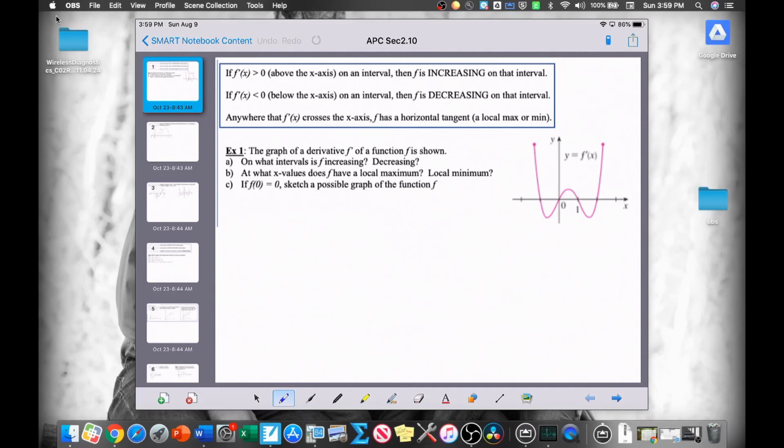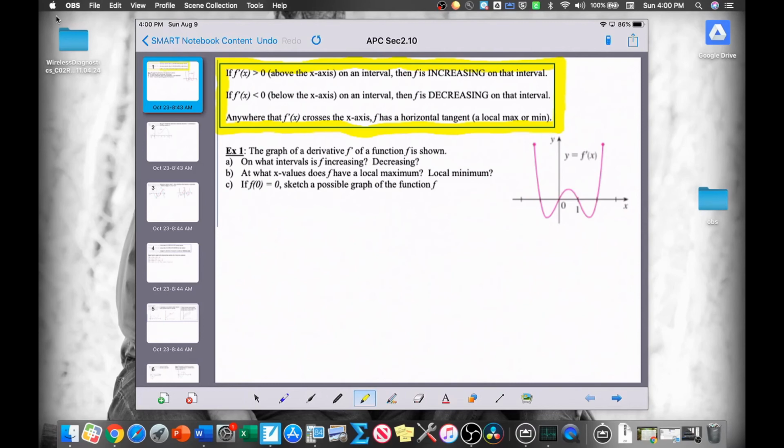So the first thing that we want to think about is increasing and decreasing. We have talked about how if our function is increasing, the derivative is above 0, and if our function is decreasing, the derivative is below 0. So if we think in the other direction, if our derivative is positive or above the x-axis, that means that our original function was increasing on that interval. If our derivative is negative or below the x-axis, then we know that our original function f was decreasing on that interval. And we also know that anywhere that our derivative crosses the x-axis, our original function f had a horizontal tangent, a zero slope, or a local max or min, right? We think of that as a turning point on our curve.